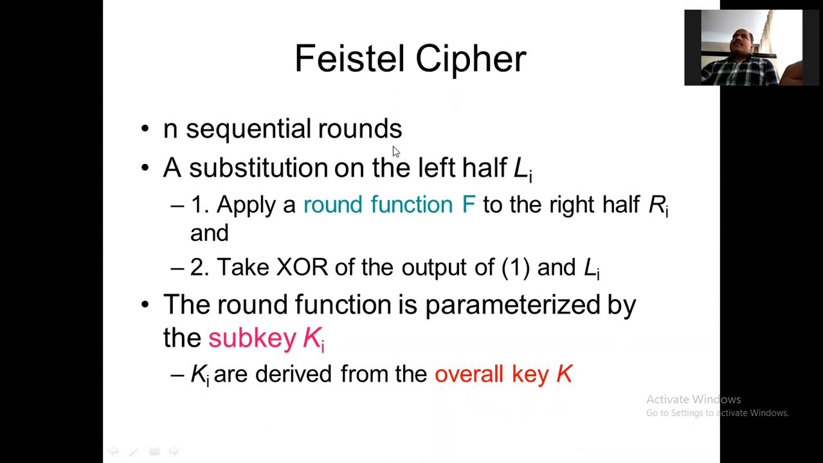There are n sequential rounds. What is the n here? The number of rounds we can choose, but a minimum of 16 rounds we need to take as per the analysis made by Feistel. Substitution is performed on the left half, that is Li. Apply a round function F to the right half, that is Ri, and take the XOR of the output of that and Li. The round function is parameterized by the subkey Ki.